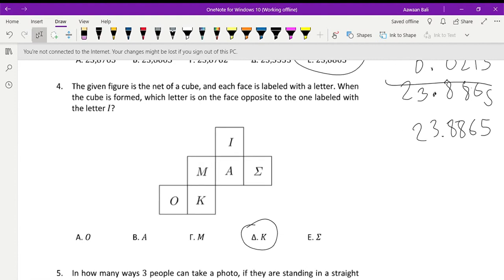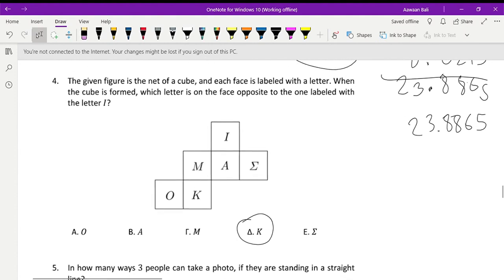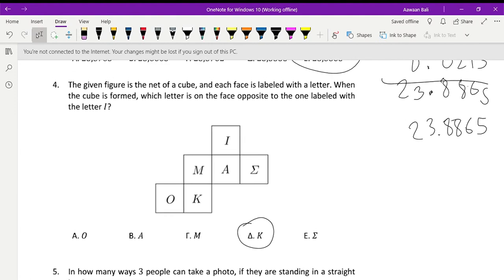Now question number 4. The given figure is the net of a cube and each face is labeled with a letter. When the cube is formed, which letter is on the face opposite to the one labeled with the letter I or iota? So basically this side. Now to make a cube, we would have to raise this and raise this, which means M and S are opposite to each other. M and sigma are opposite to each other. I'm going to make this hyphen between them to show that they're opposite.